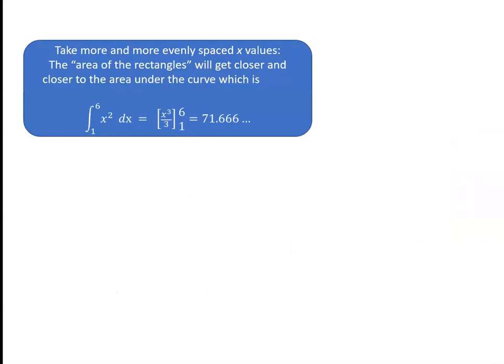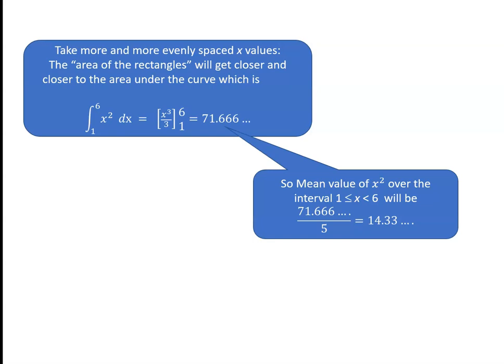Now, taking more and more evenly spaced x values, the area of the rectangles calculation will get closer and closer to the area under the curve, which is the integral between 1 and 6 of x squared, or 71.66. So the mean value of x squared over the interval 1 to 6 will be 71.666 divided by 5, in other words 14.33.